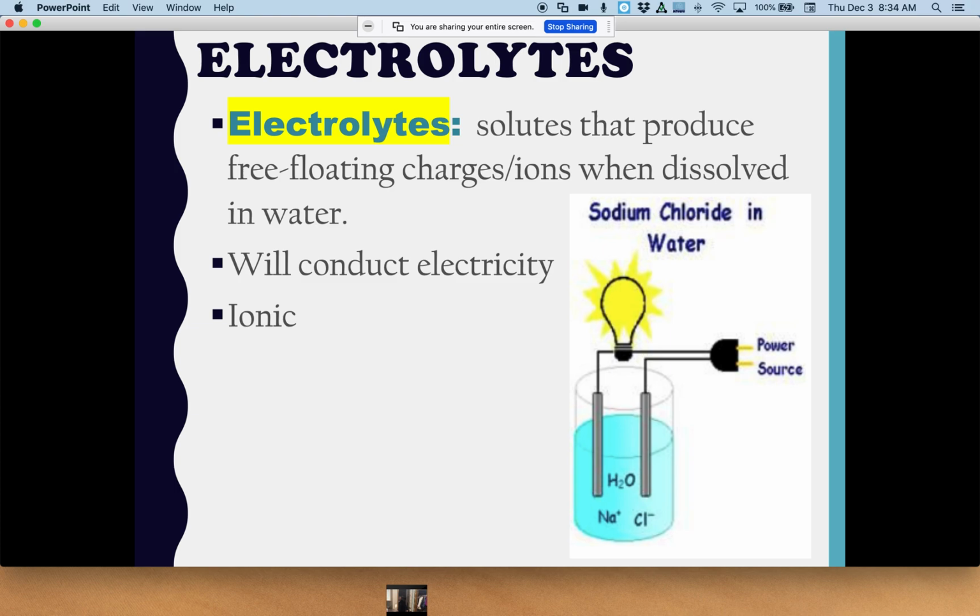So electrolytes are just substances, solutes, things that when they dissolve, create charges. And as a result, electrolytes conduct electricity, and typically they are ionic in nature.